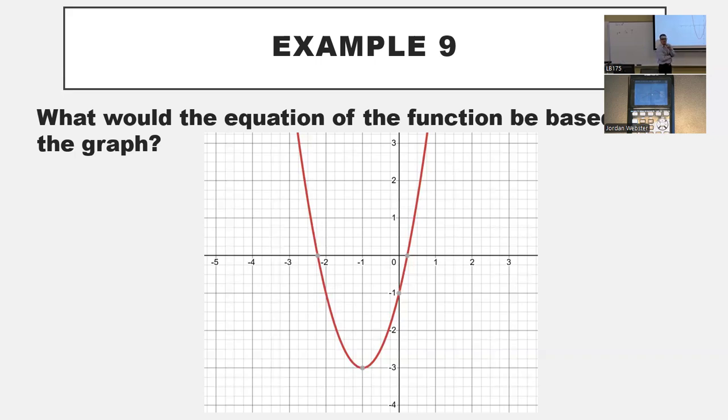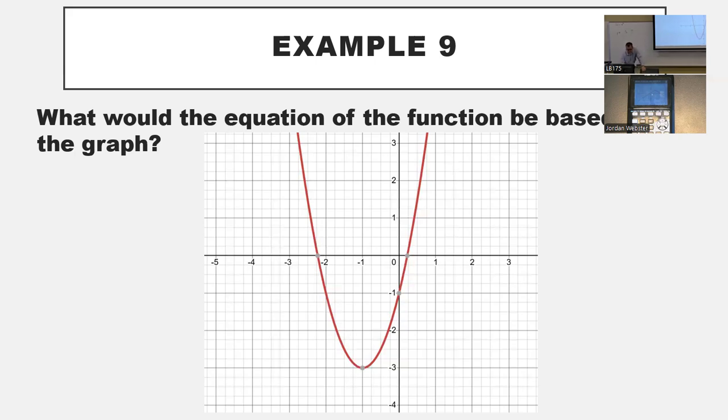So I'm going to go in a little bit improper of an order. All right, so I'll talk about this. Notice that on our base function, the vertex is the origin. Now our vertex has moved left 1, down 3. Okay. We also have this stretch going on.